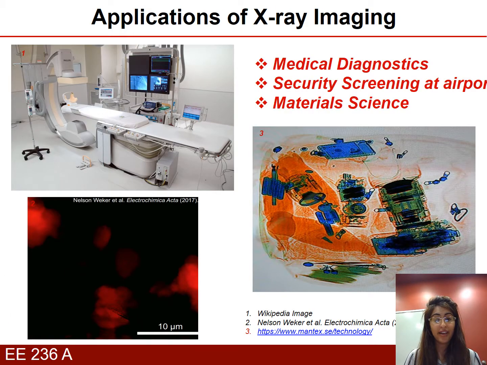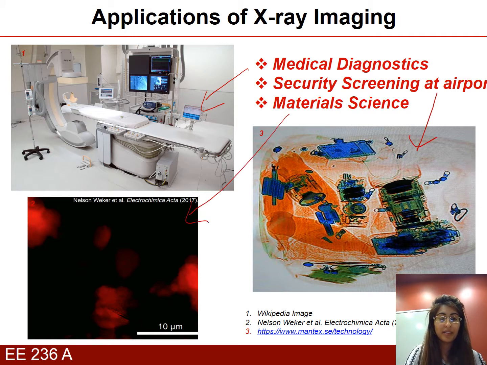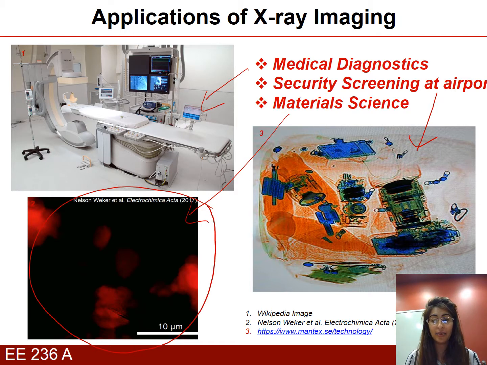Since the discovery of X-rays in the 1800s, they have been widely recognized as a very powerful technique to investigate the internal structure of substances. Their applications include medical diagnostics, security screening at airports, and material science. This specific image shows the deep discharge of a battery cathode using the X-ray imaging technique.